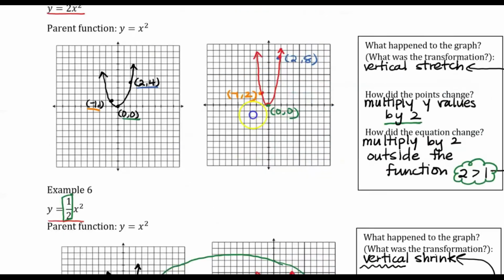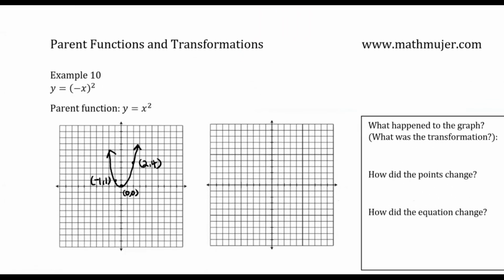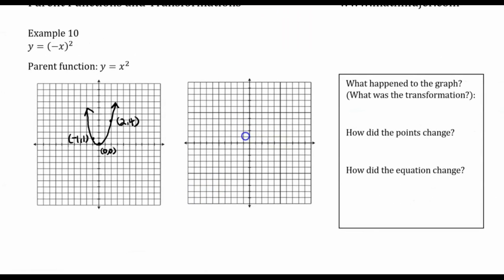Okay. So now that we've looked at example 9, let's look at our last example, example 10. This is a reflection over the x-axis. So when I draw this new graph, we're not going to see any difference. Because if I take that original graph and I flipped it over the x-axis, it's going to look exactly the same. 2, 4 is still at 2, 4, 0, 0 is still at 0, 0, and -1, 1 is still at -1, 1.